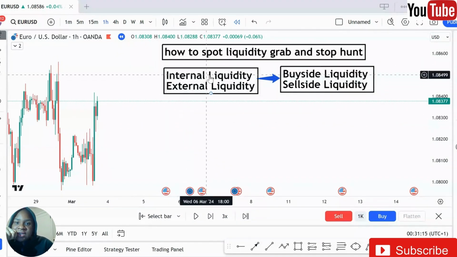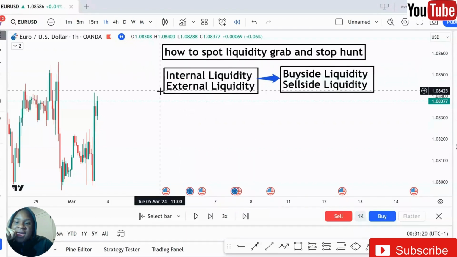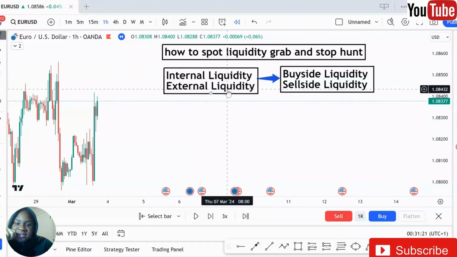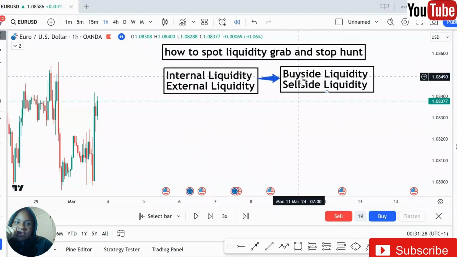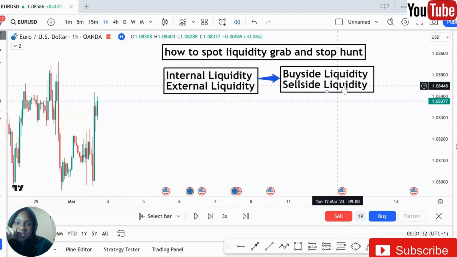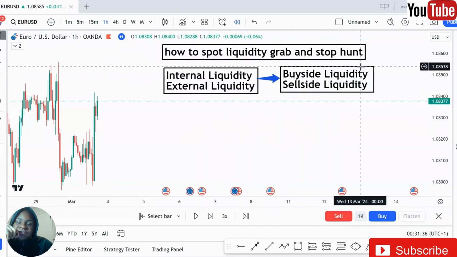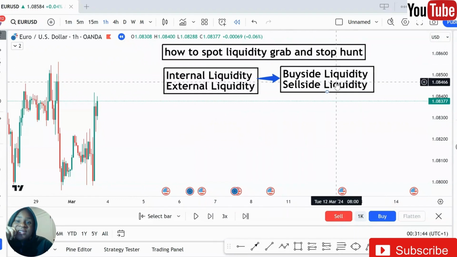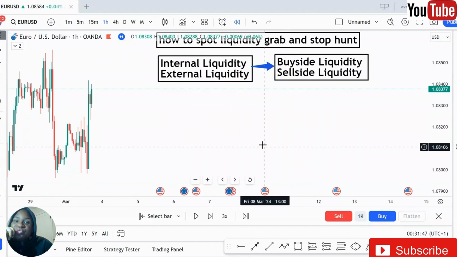So internal liquidity is more of our order block, liquidity void, and our fair value gap. External liquidity is the old highs and old lows and equal lows and equal highs. Now, why I put in this arrow is because it involves also buy side liquidity and sell side liquidity. I'm going to show you this for those who are very new and are always confused. People say buy side liquidity and sell side liquidity, and you are like, okay, what do they mean? It's something that you know, but you don't know that you know it.